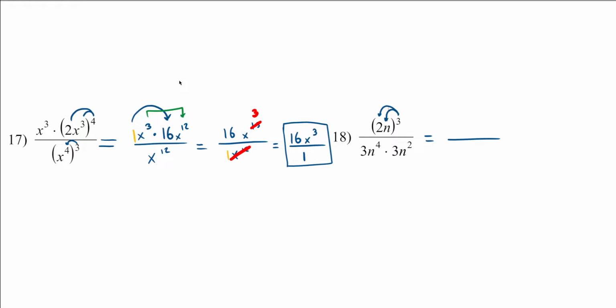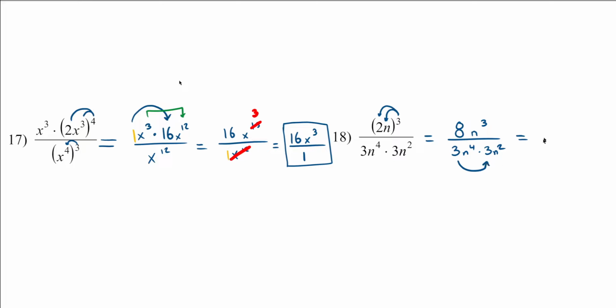2 to the 3rd power is 8. And then n, I'm just going to distribute this 3 to the n. So 8 times n to the 3rd power. Nice and easy. Now the bottom. Almost did 2 steps in 1. 3n to the 4th times 3n squared. Now I'm ready to combine and then reduce.